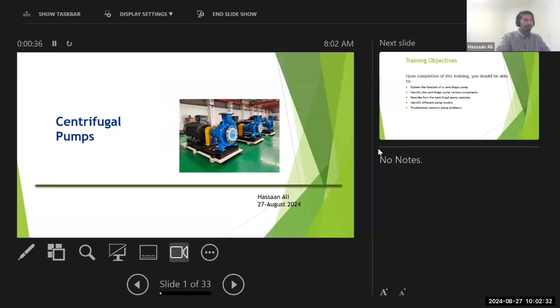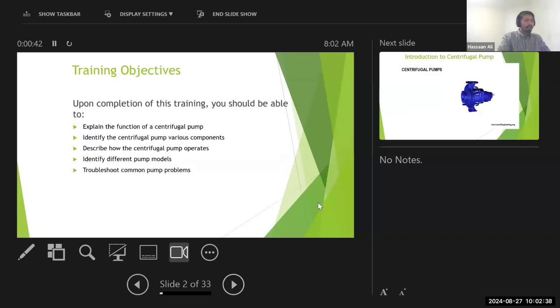So in today's presentation, our objective primarily is to explain the functioning of the centrifugal pump. How does it differ from other types of pump? Identify the centrifugal pump's different components, the principle of how it operates, different types of pump models, and finally we will conclude the presentation with some of the common troubleshooting that is done for centrifugal pump related issues.